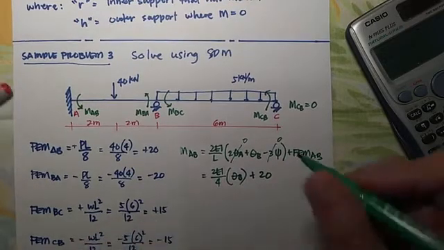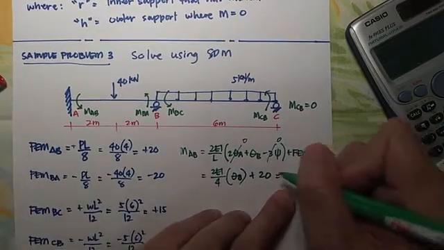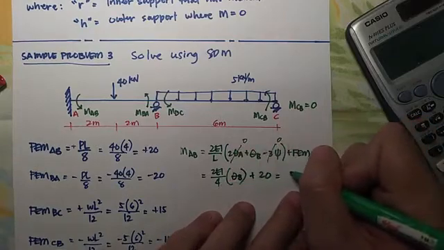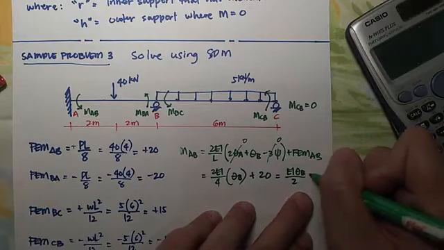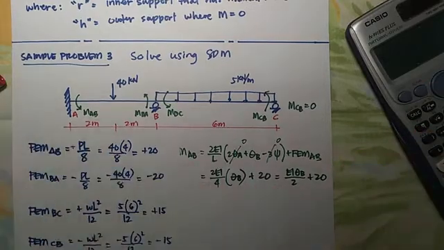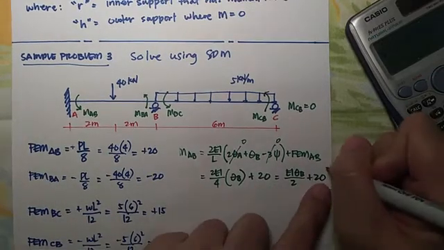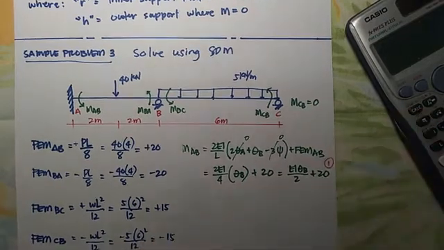Furthermore, this could be simplified as EI theta B over 2 plus 20. Let me call this our first equation.